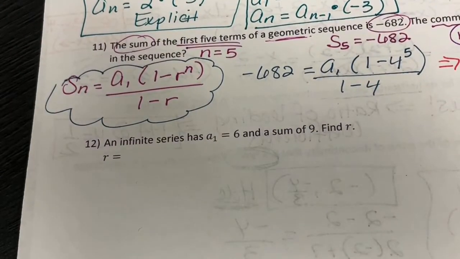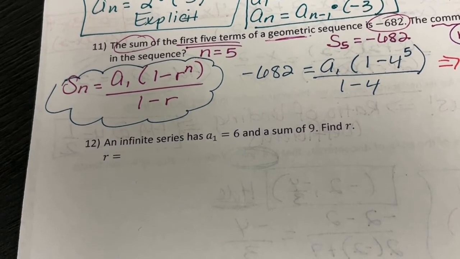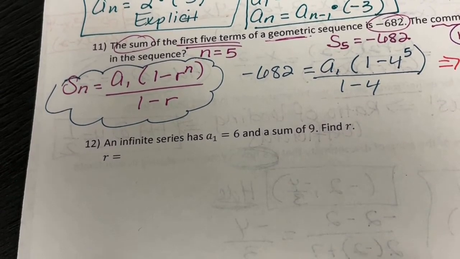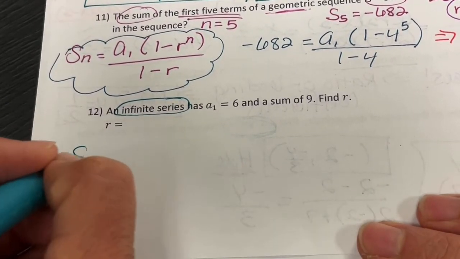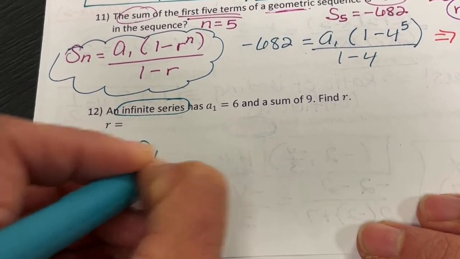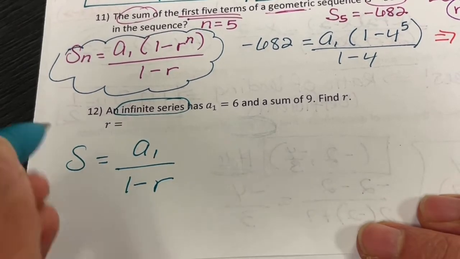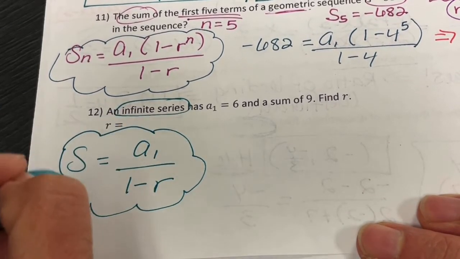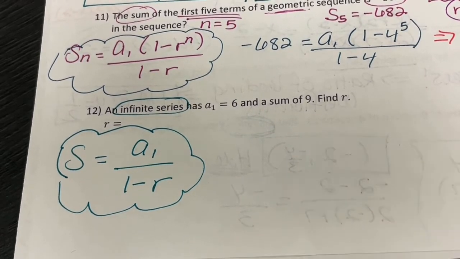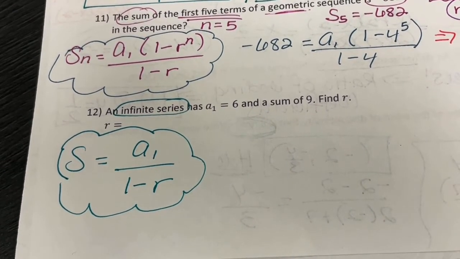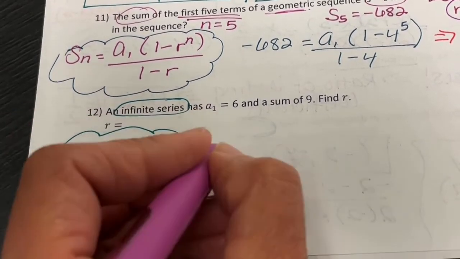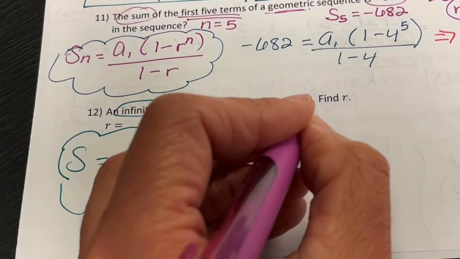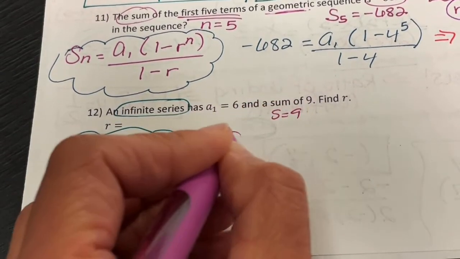Number 12, an infinite series has A1 equal to 6 and a sum of 9. Find R. This is an infinite series, so the formula for that is S equals A1 over 1 minus R. So we're going to plug in all the things that they gave us. They gave us A1. Oh, they also gave us the S. S equals 9.